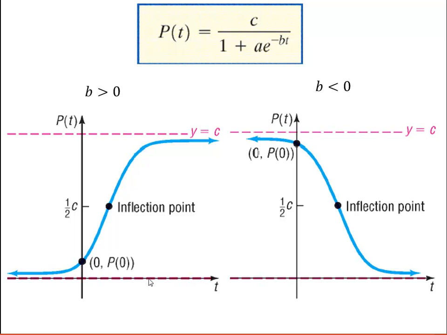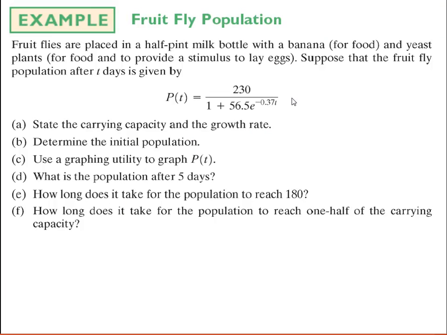So as t goes forever and ever, the function approaches this carrying capacity because this exponential will diminish over time. So let's take a look at one example here. It says that fruit flies are placed in a half-pint milk bottle with a banana for food and yeast to stimulate laying eggs. Suppose that the fruit fly population obeys this logistic model.